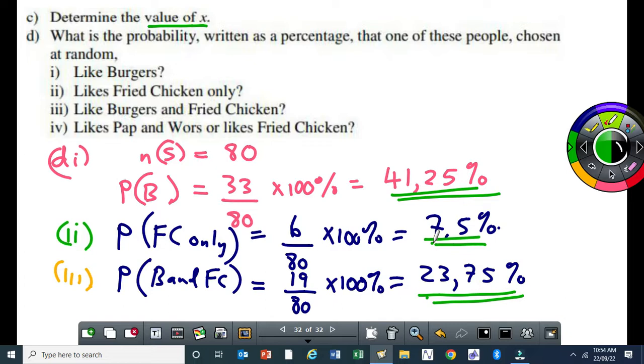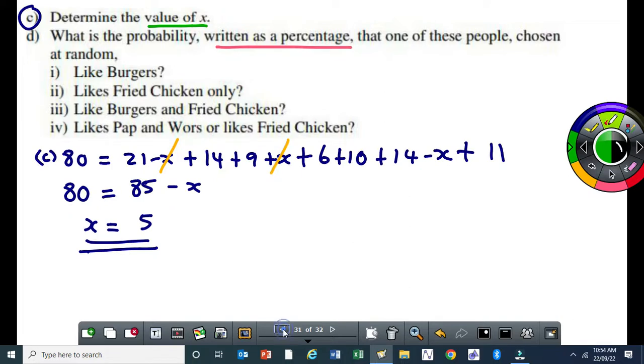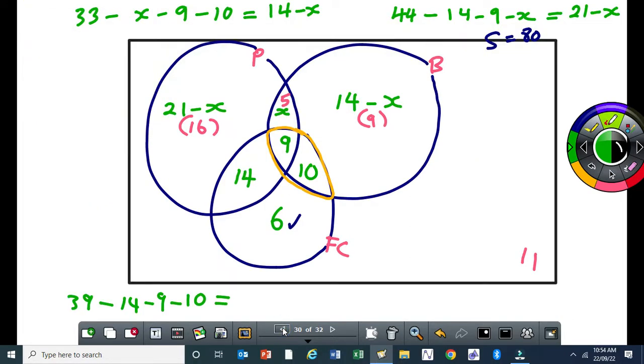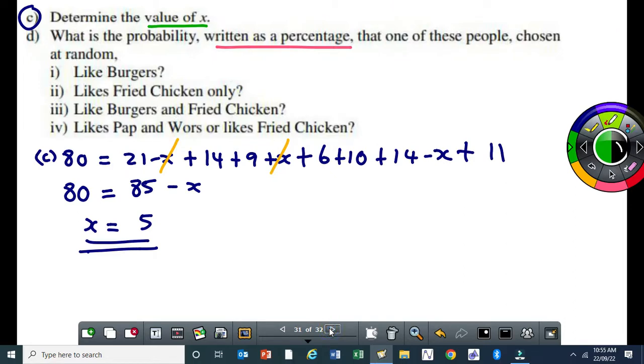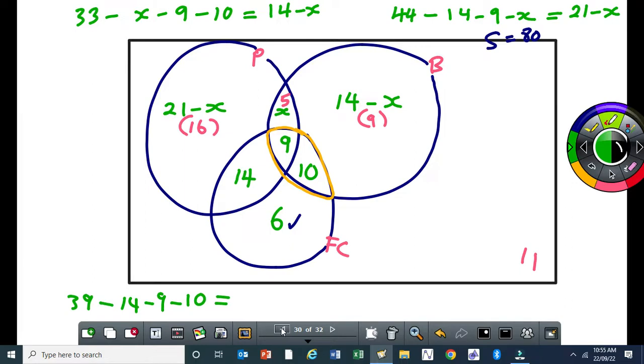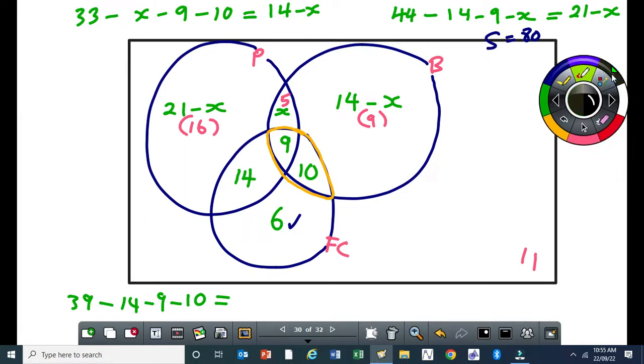Then the last one says they like pap or they like fried chicken. Now this word, in probability, remember I told you it means what? Add. But here it doesn't say pap or fried chicken only, which means some of the individuals might also eat burgers as well. So where do you get that? If you go to your Venn diagram now, look at both for fried chicken. Let me just tick them. As long as they eat pap or they eat fried chicken, even if they eat a burger, they are going to be part of that union.